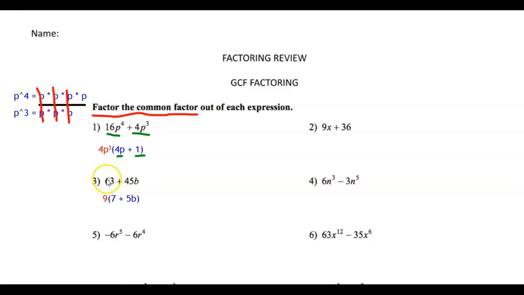Again, I look at the numbers 63 and 45. The greatest common factor between these two is 9. That's the largest number that'll go into both of them evenly. So 9 comes out in the front.